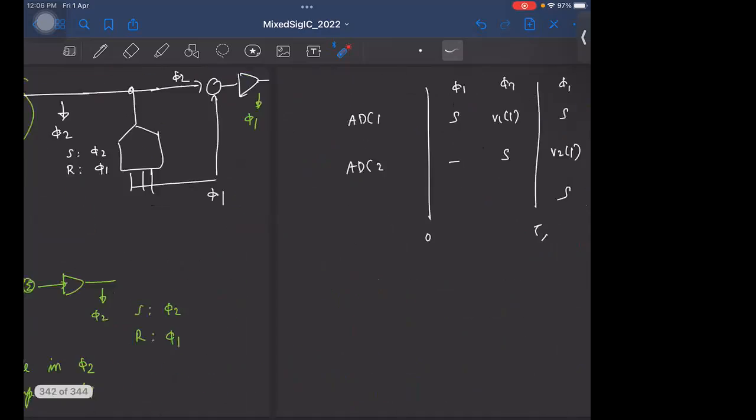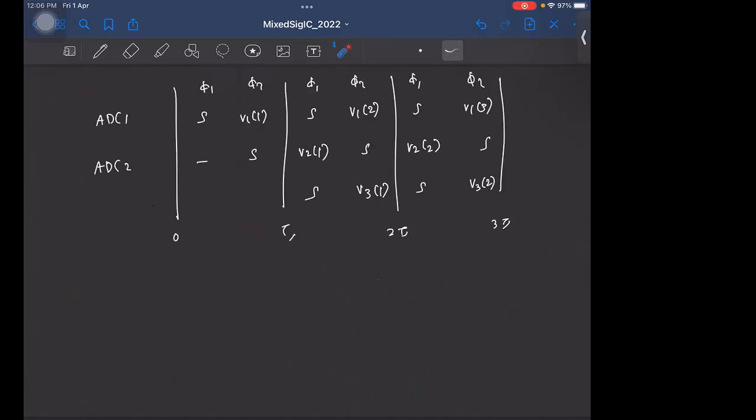And finally, we looked at how the various stages operate in different phases. So the assumption was the first ADC samples in phi 1, so it produces the output during phi 2. During this phase, the residue amplifier will take this and amplify it, and the output is ready during phi 2. So the second ADC can sample it during the same phase.